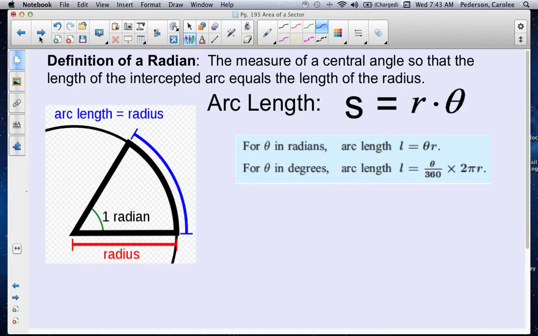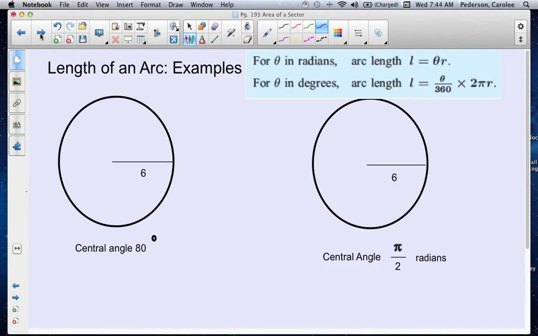Here's an example of what 1 radian looks like. It's about 57 degrees. It has a radius, has that arc length, and then those formulas. Let's go on to just a couple practice problems here.